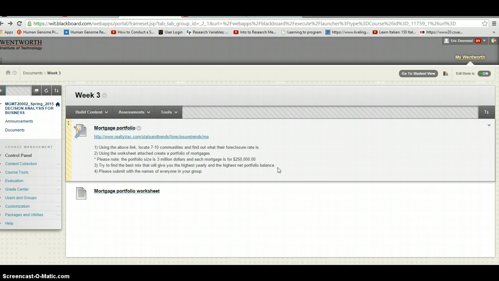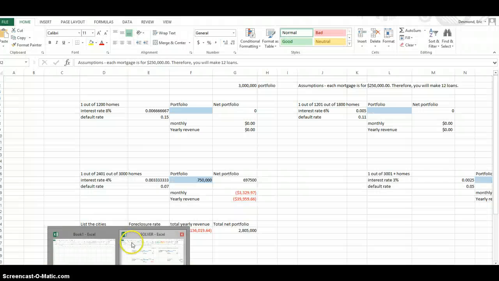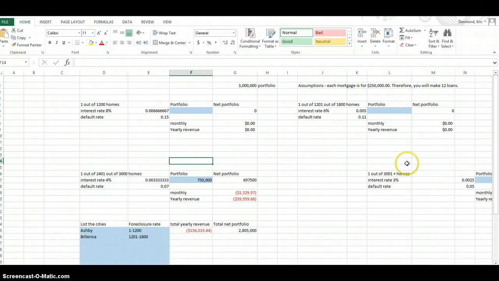So therefore, if we just focus solely on high interest rates, we're going to have a problem with the portfolio balance, because high interest rates are associated with a high default rate, which we're going to find out. We're going to see here. So I picked a couple of towns already just to get us going. Now this is what it's going to look like. And all you want to do is use the blue shaded in area. Everything else should be programmed for you.